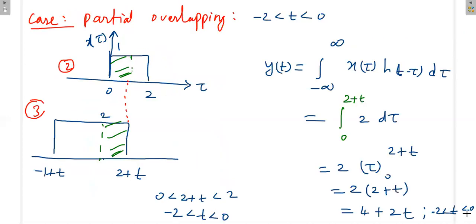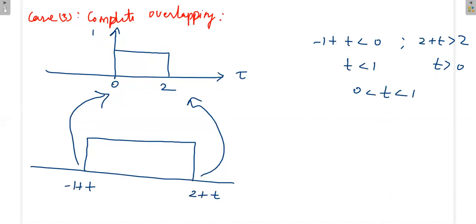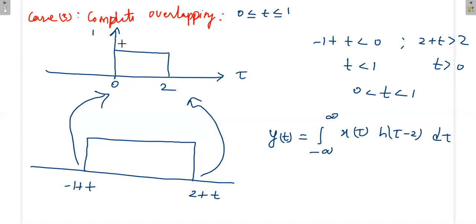In the previous case we got up to 0. Now this varies from 0 to 1. So the time variation is from 0 to 1. y of t is equal to the integral from minus infinity to plus infinity of x of tau h of t minus tau d tau. Again, this amplitude is 1, here the amplitude is 2.